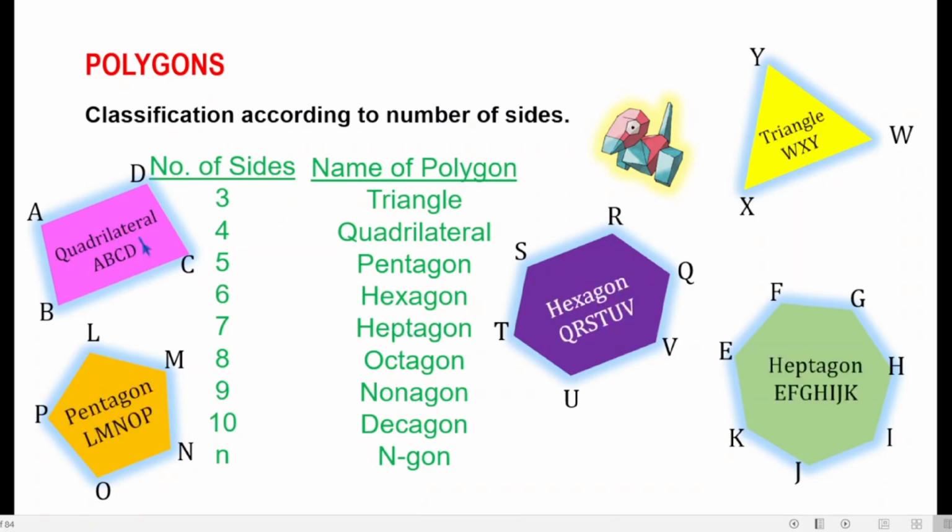So right here is quadrilateral ABCD. We have pentagon LMNOP. We have here hexagon QRSTUV, named consecutively. Triangle WXY, and heptagon EFGHIJK. So just name them consecutively. Just pick any vertex to start with.